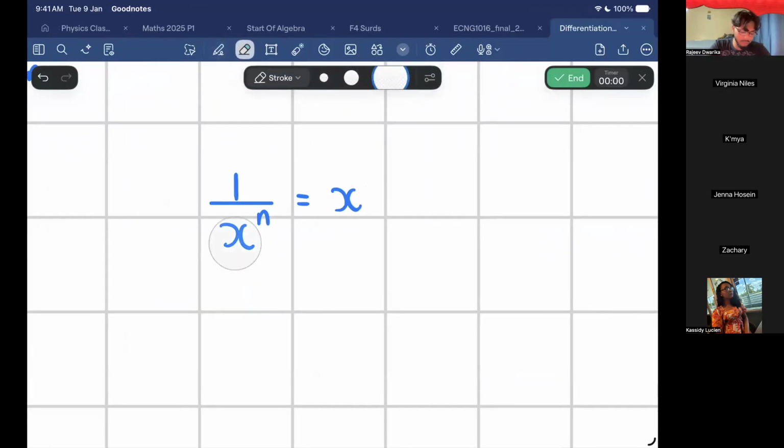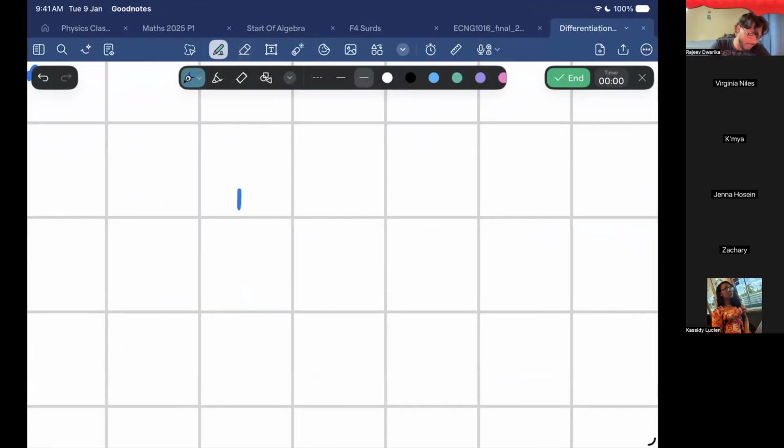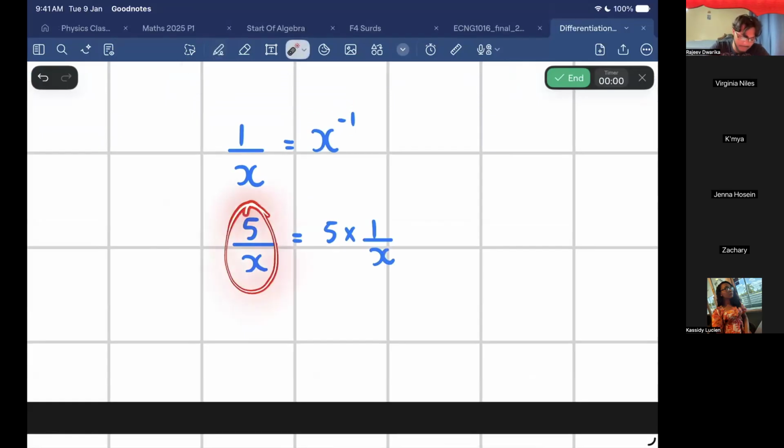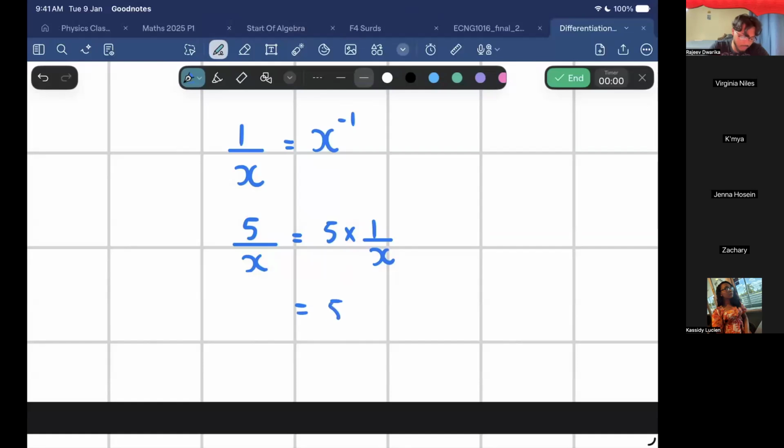Now, let me start off a bit easier. Let's just say we had 1 over x. 1 over x is the same thing as what? x to the power minus 1. Okay, you know that. Good. Let's just say you had 5 over x. 5 over x actually means 5 multiplied by 1 over x. So 5 over x is the same thing as 5 over 1 times 1 over x. 5 times 1 is 5 and 1 times x is x. I didn't do any magic yet. Now, what's 1 over x?